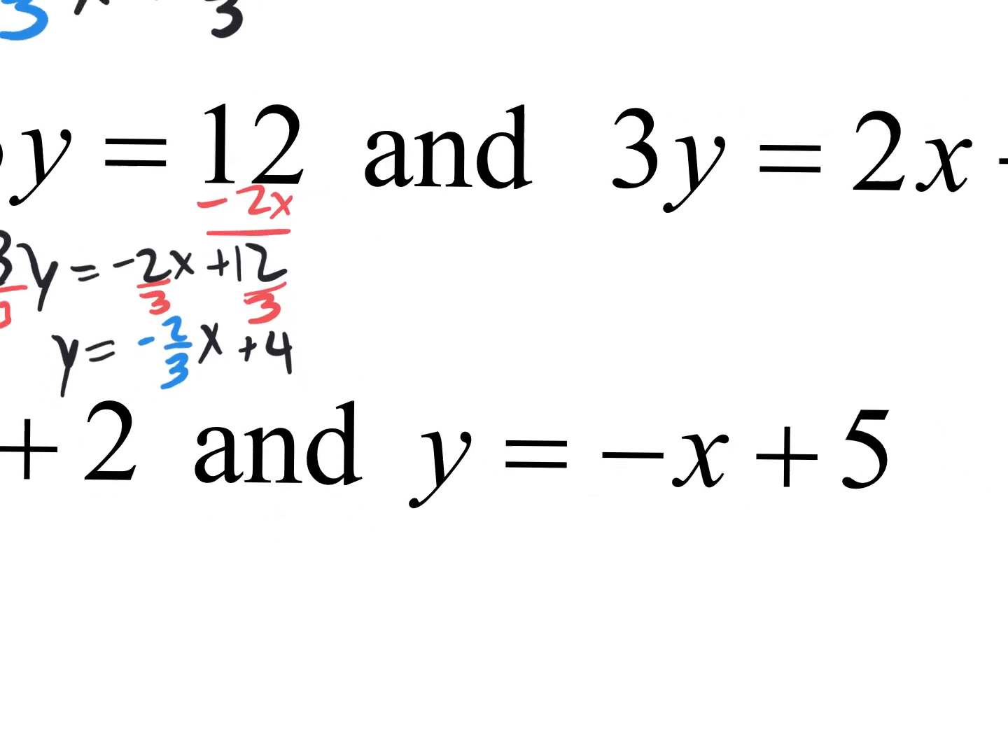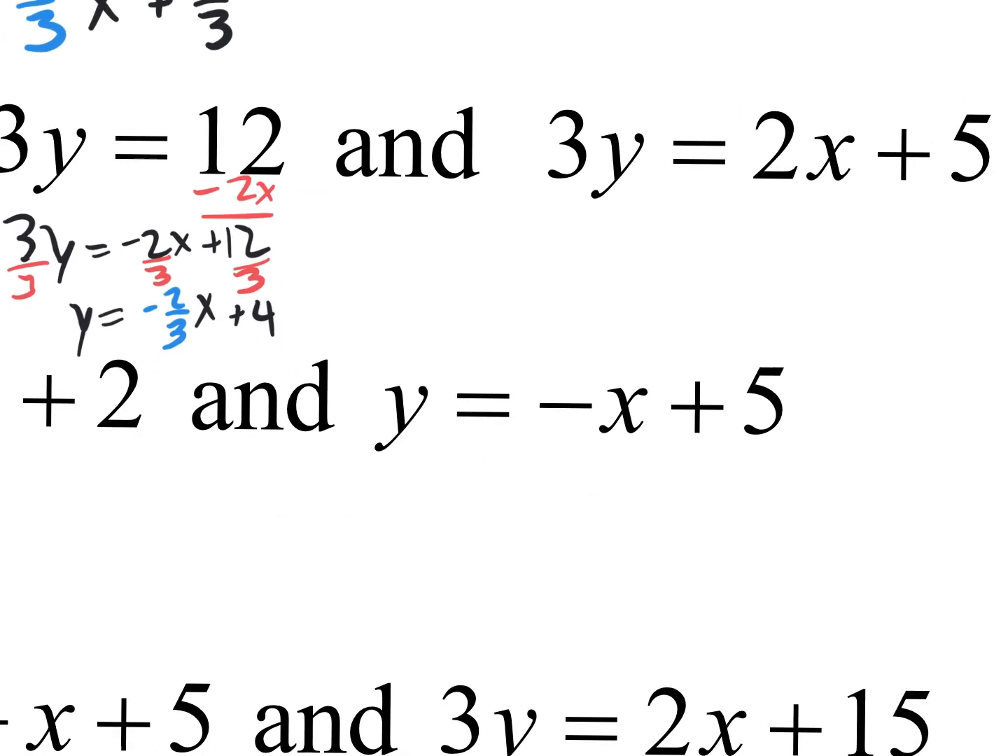So if we look over here, we still cannot see the slope because it's not y by itself yet. So I want to get that y by itself. I'm going to divide by 3, and divide by 3. So my equation would be y equals 2/3 x plus 5 over 3.